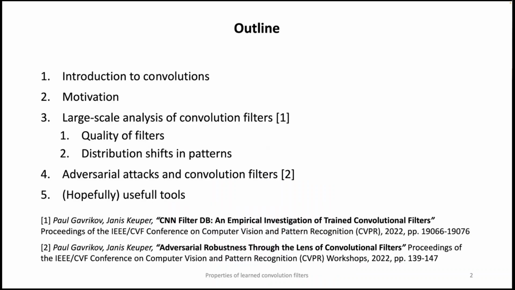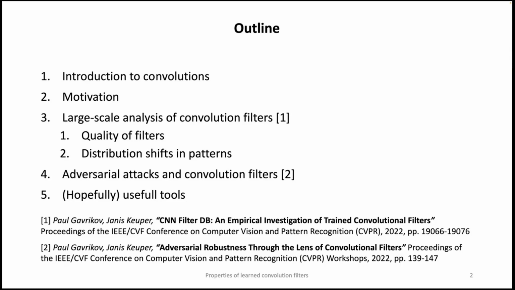So the outline for today is I want to quickly refresh your knowledge on convolutions and convolutional neural networks. Then I will go to the motivation of this work, and then we'll have two large parts. The first one is a large-scale analysis of convolution filters that form in the wild. And in particular, we'll look at the quality of convolution filters and at distribution shifts in the patterns or structures that these filters form. And the second large part is convolution filters under adversarial attacks and how they look if you try to mitigate these attacks.